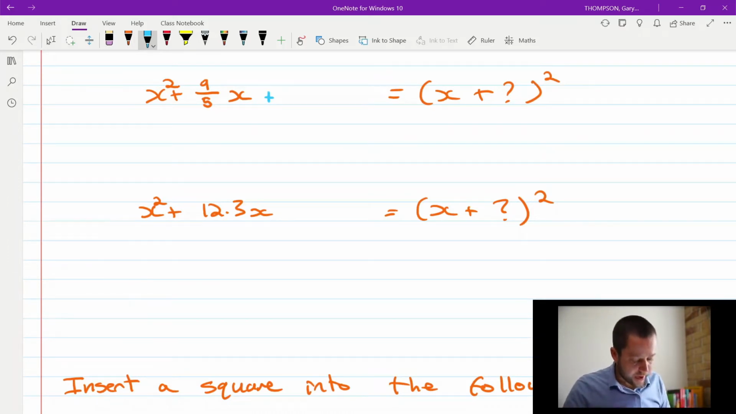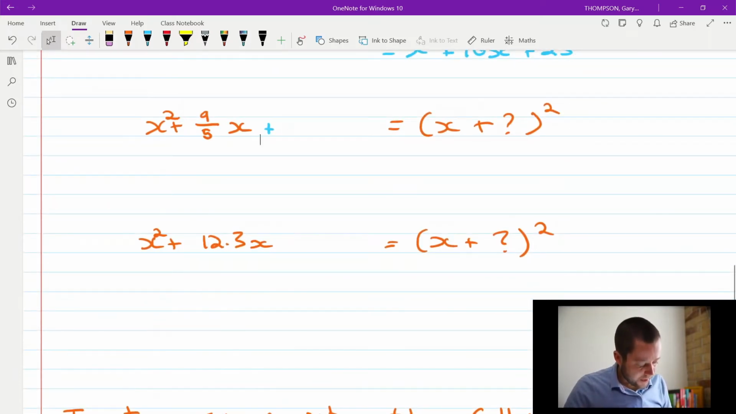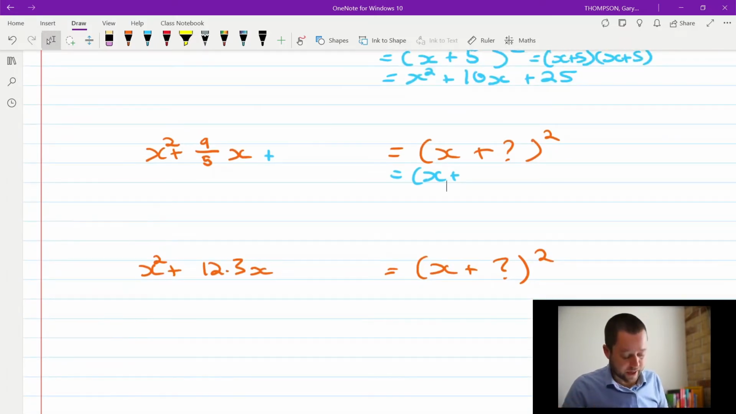So, x squared plus 9 on 5x plus, I need to add a term. So here, to form my square, remember to complete the square, I need to find whatever this term is, and I need half that term. So I need half of 9/5. Well, half of 9/5, I know that's going to be 9/10, but just to show off on the side, if I had half, where's my razor?